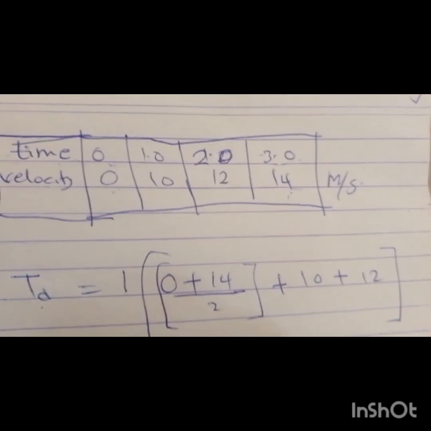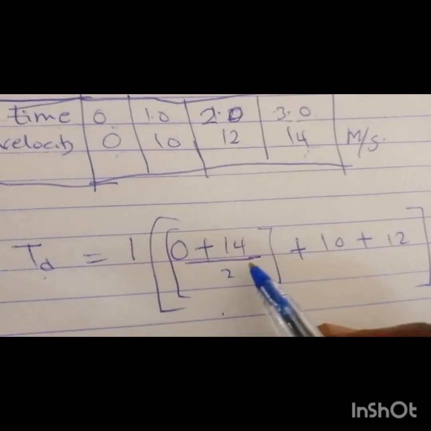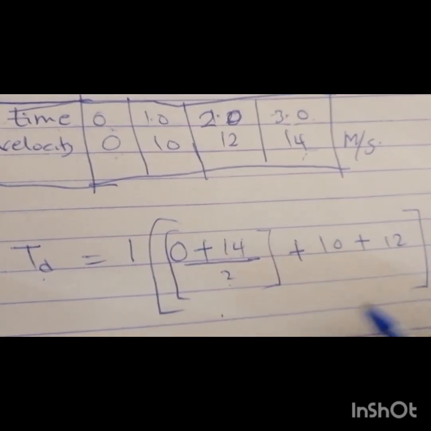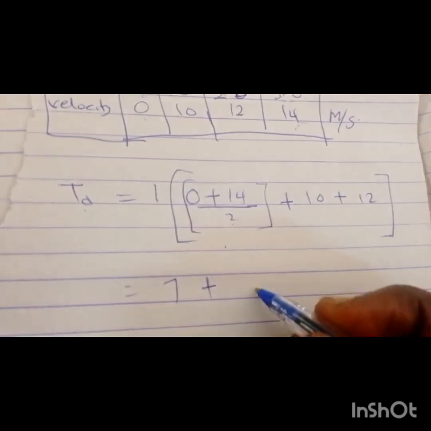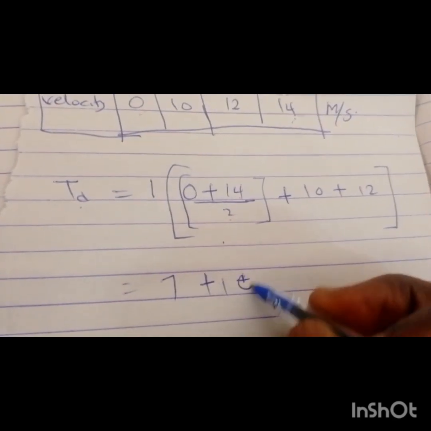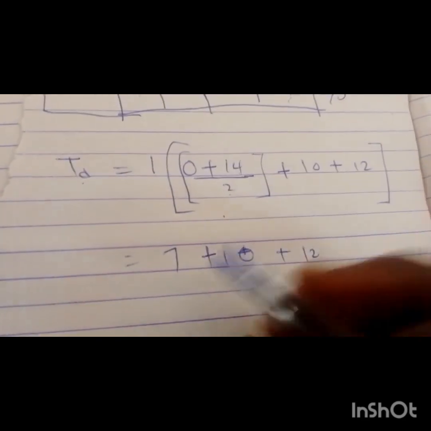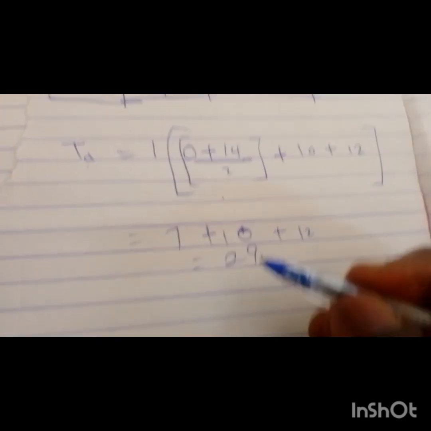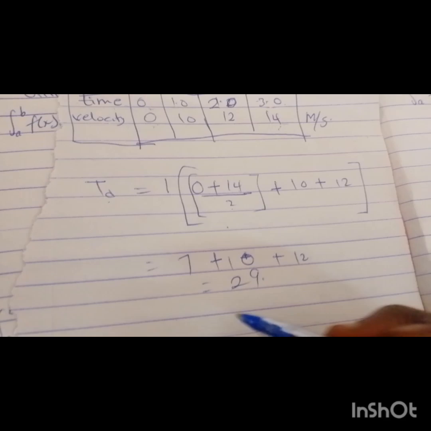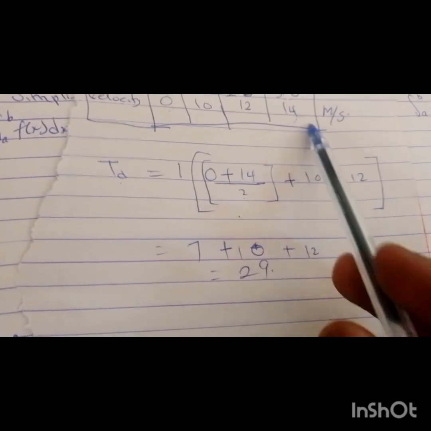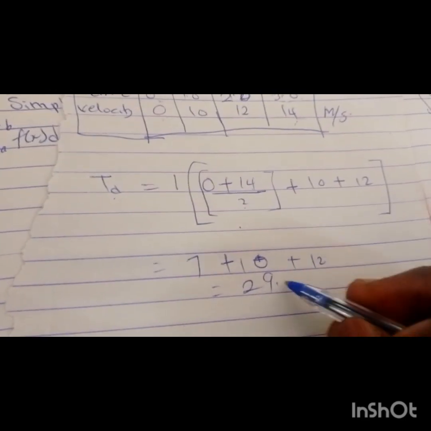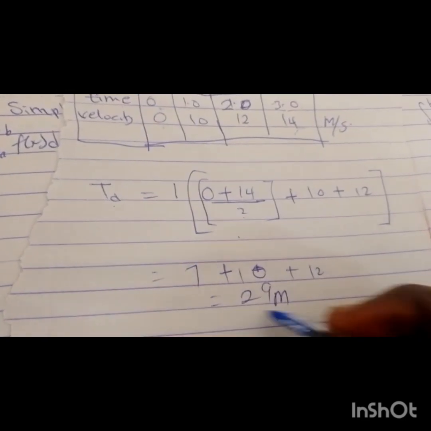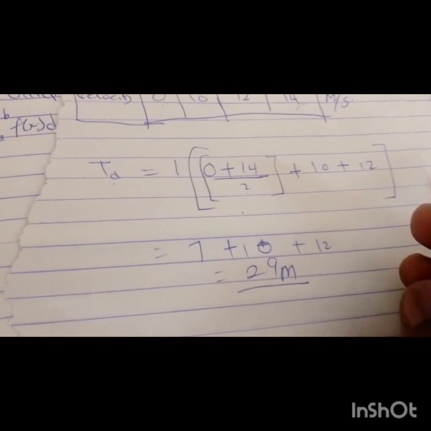So now let's compute this. This is 1, so it won't have much of an effect. So 14 divided by 2, that gives you 7, right? So 7 plus, then we have our 10 plus 12, that gives us 29. So this tells us that the distance covered by the body in this velocity time profile is 29 meters, right? So this is how it translates in real life.